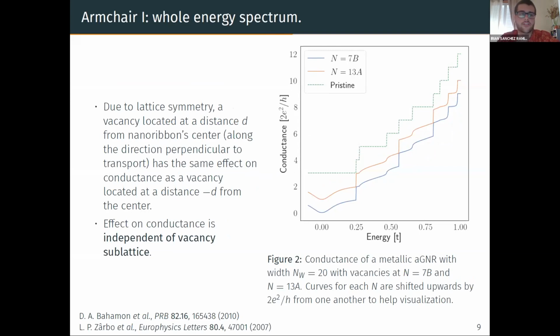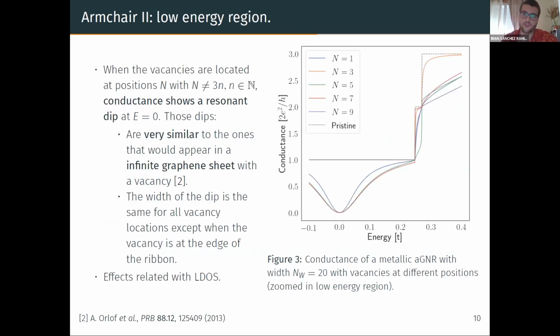But now, for a better understanding of this, we are going to focus on the low energy regime. What we can tell is that all the vacancies provoke a really similar shape of resonant dip, similar to the one appearing in the infinite graphene sheet, as said by Orlov, when they provoke a localization around the vacancy. The width of the dip is the same for all vacancies except for the one in the first. So for understanding this, we are going to take a look at the local density of states along the conductions.